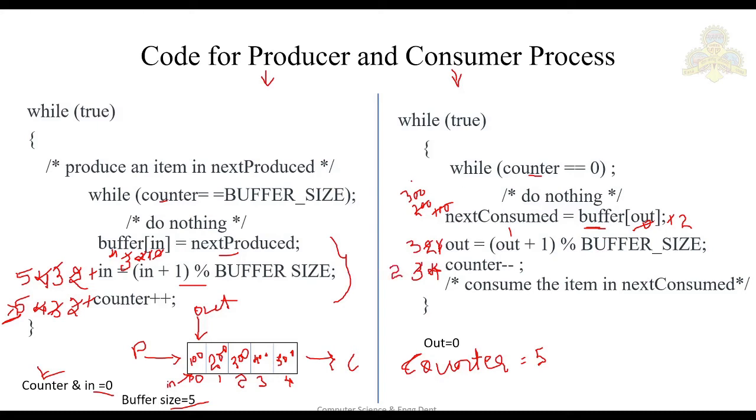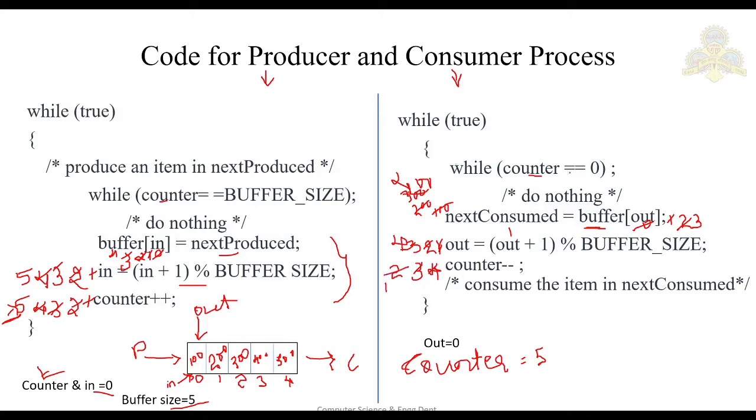Okay. Now again go back to this while loop. Check whether 2 is equal to 0, which is false. Then come and see the buffer of out. The latest value of out is 3. What do you have in this location 3? You have the value 400. That 400 will be placed in, sorry for this. Okay, 400 would be placed in the variable next consumed. Again perform this operation. What is the updated value of out? Which is 3. 3 plus 1, 4. 4 mod 5. You have 4. Okay. Then decrement the counter, which is 1.